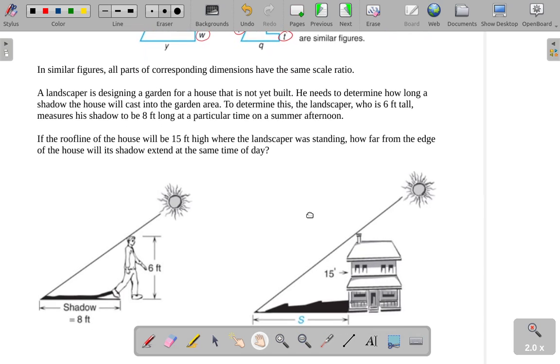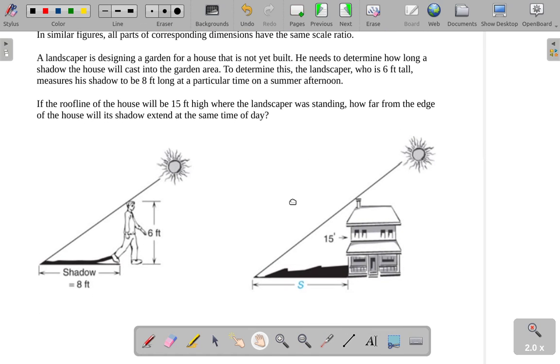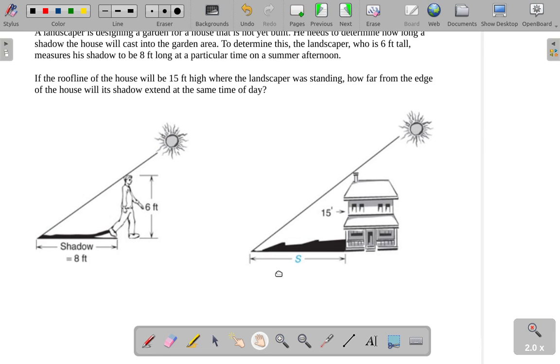So let's do an example here. We have a gardener designing a garden for a house that's not yet built, because he's trying to figure out how far the shade of the house is going to go. He wants to solve this. Right now his shadow he can see is 8 feet, and he knows that he's 6 feet tall. The house is planned to be only 15 feet tall. That's kind of a short house, but whatever. The house is planned to be 15 feet tall, and we're trying to figure out how long the shadow of the house is going to be.